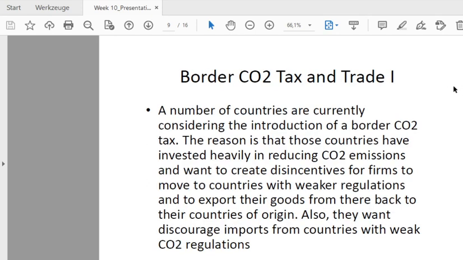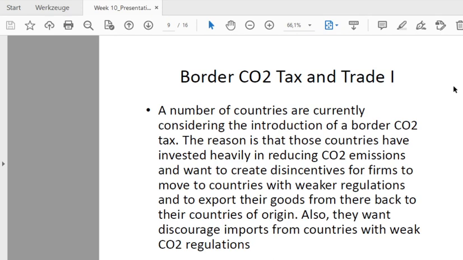Let's now turn to border tax and trade. The border CO2 tax is something that has been coming up over the last 10 years. There is also very highly developed research in this area, but of course we need more research as always, particularly relating to developing countries.